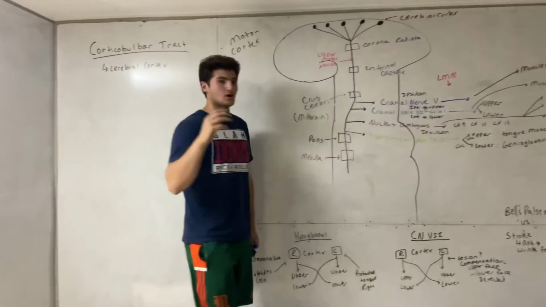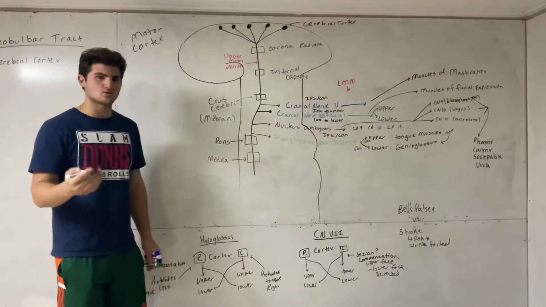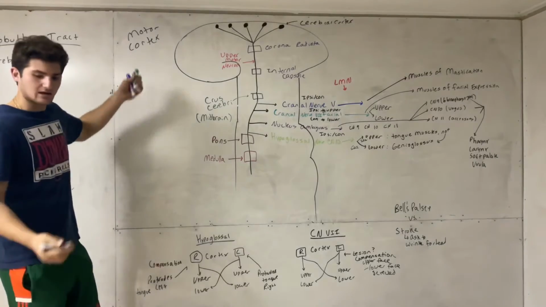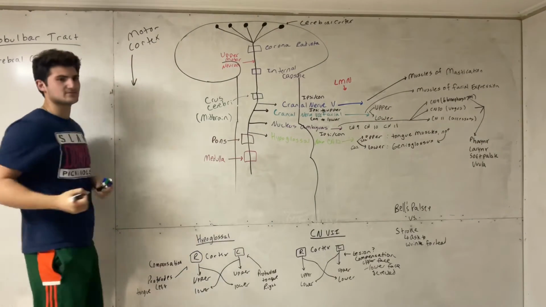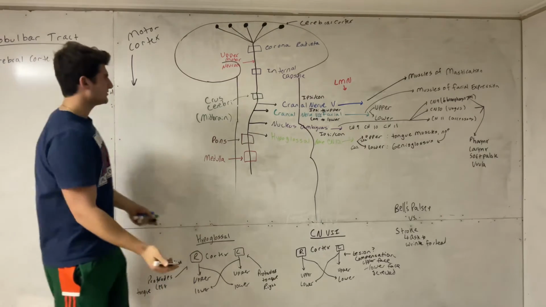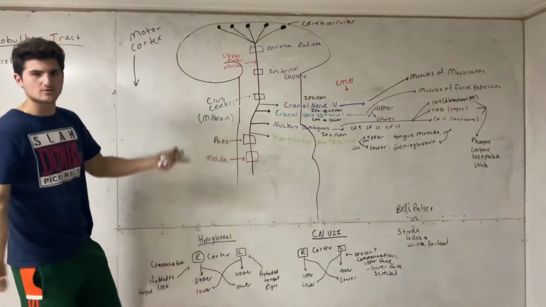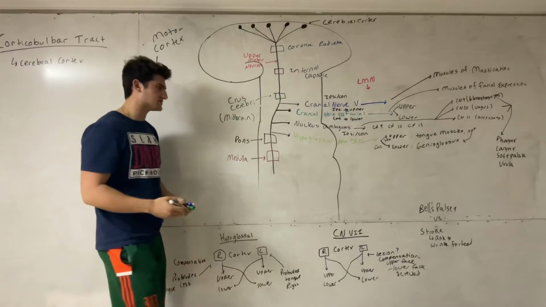Okay, so another word for cerebral cortex is what? The motor cortex. That makes sense. If this cerebral cortex is sending descending fibers, and we know that's motor control, it would make sense that this cortex is known as the motor cortex. It is sending motor information.